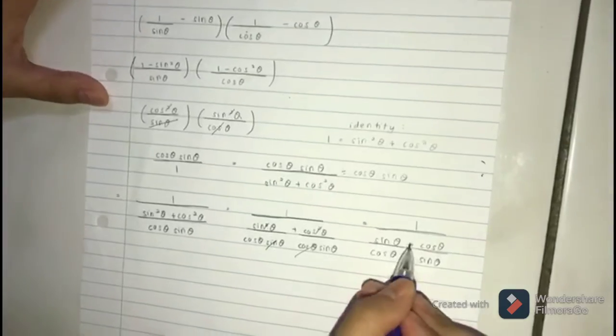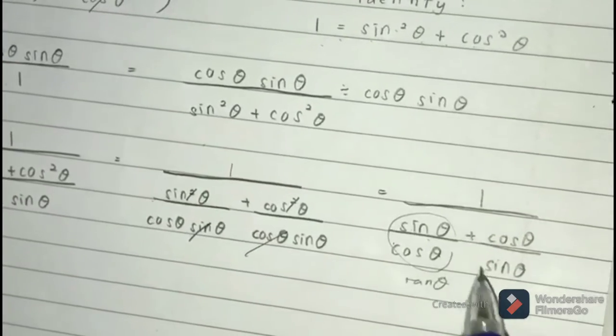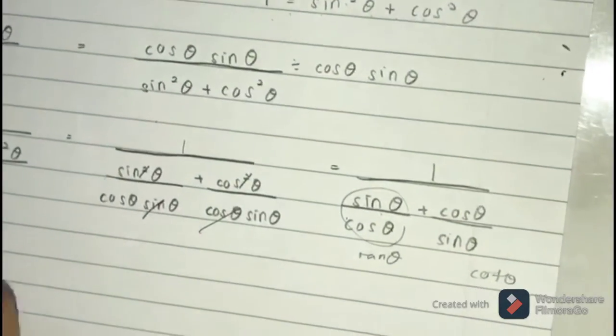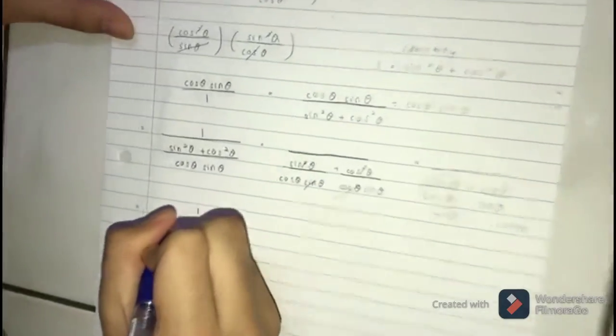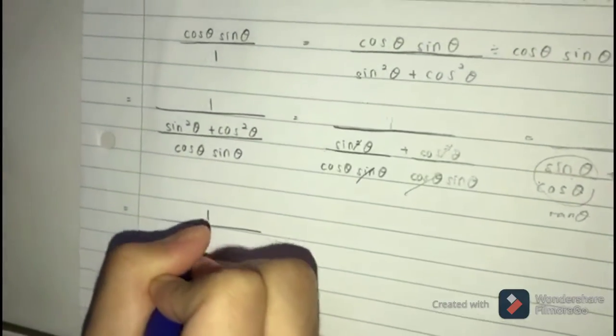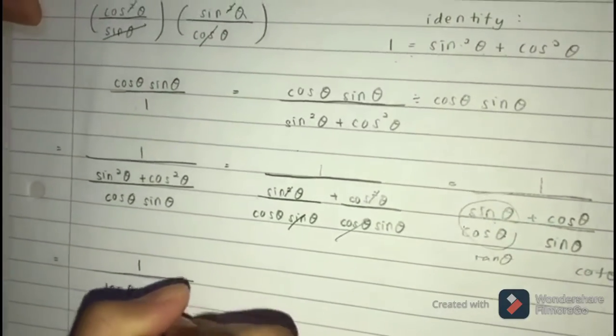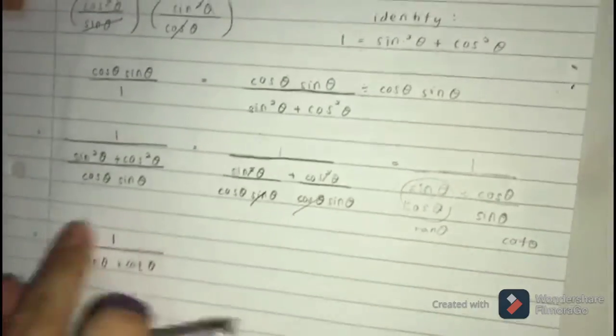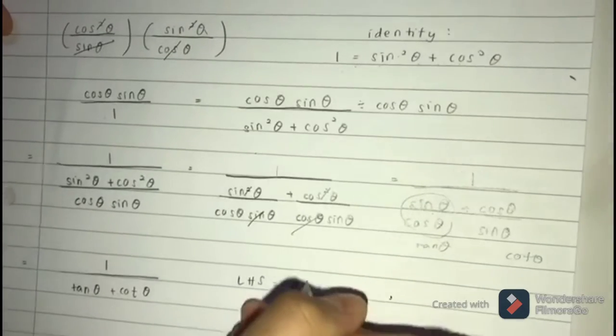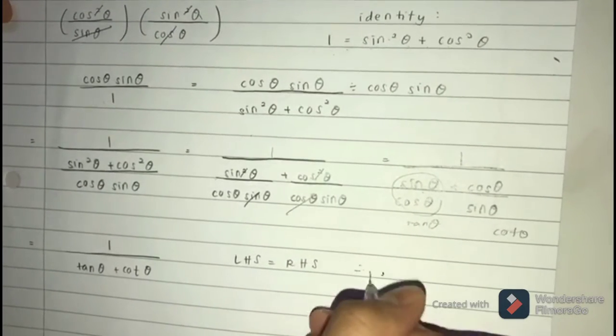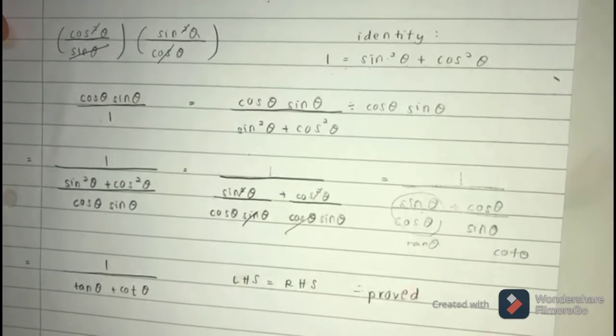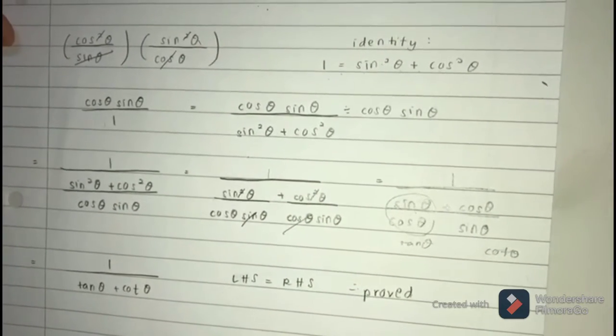We know that sin theta over cos theta is equal to tan theta, and cos theta over sin theta is equal to cot theta. So the new terms that we get is 1 over tan theta plus cot theta. So the answer that we get is the same as the right hand side, so it is proven. Finally, it is proven. That's all for question 3A. Thank you, madam. Assalamualaikum, madam.